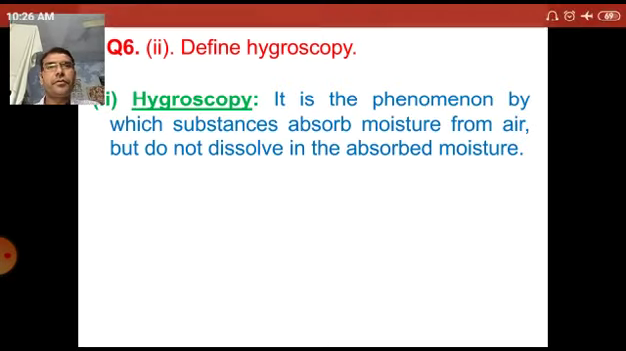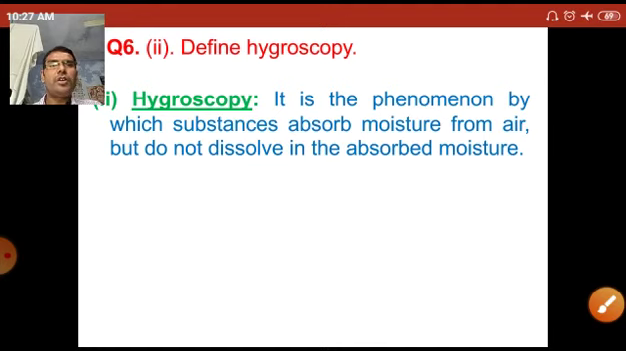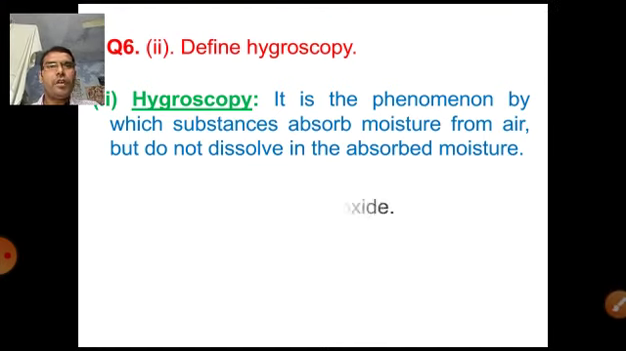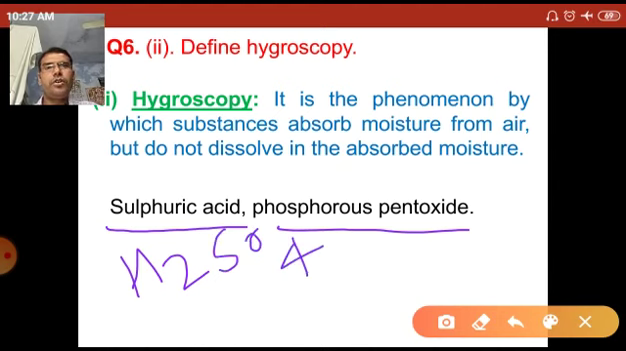So the definition here is: this is the phenomenon by which a substance absorbs moisture from air but does not dissolve in the absorbed moisture. They absorb but do not dissolve, and do not make a solution or a saturated solution. That phenomenon is called hygroscopy. The substance which shows hygroscopy is called a hygroscopic substance or hygroscopic compound. Examples are sulfuric acid, H2SO4, and phosphorus pentoxide. Sulfuric acid is a good hygroscopic substance; it absorbs moisture. Phosphorus pentoxide is also a good hygroscopic substance. They absorb moisture from the air, but do not dissolve in the absorbed moisture.